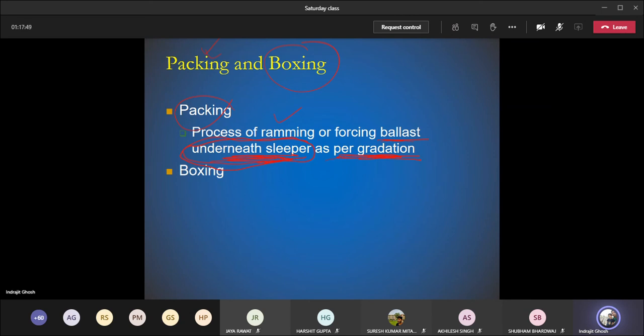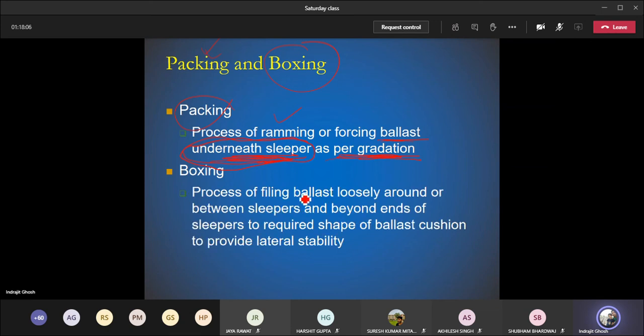Okay, now underneath the slipper there will be ballast. At the same time there will be some ballast at the side of the slipper and on the outside of the rail section as well. So the process of filling ballast loosely around and between slippers and beyond the ends of slippers to the required shape of the ballast cushion provides lateral stability.